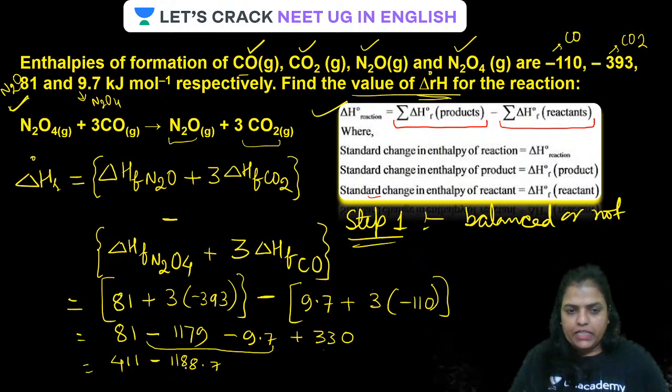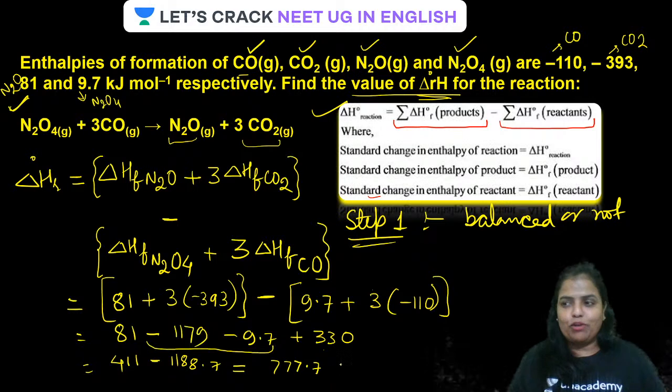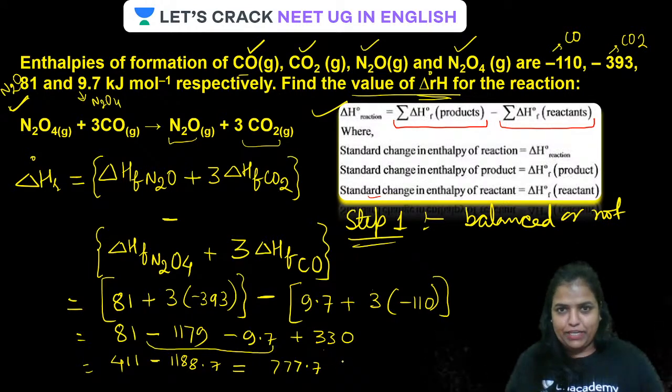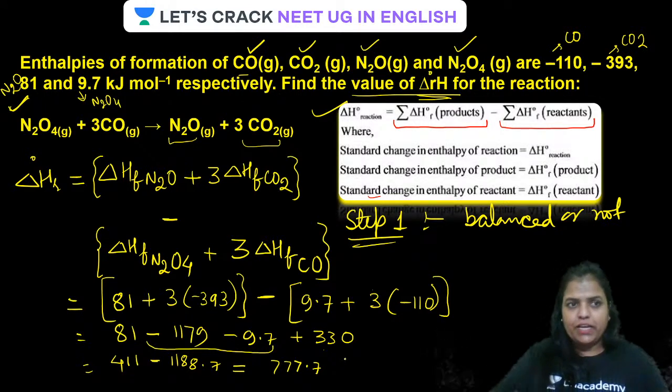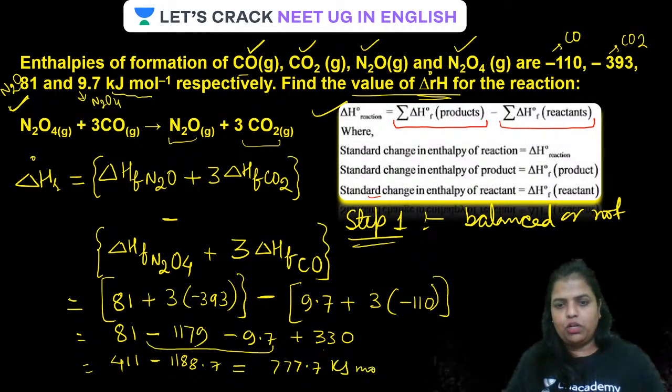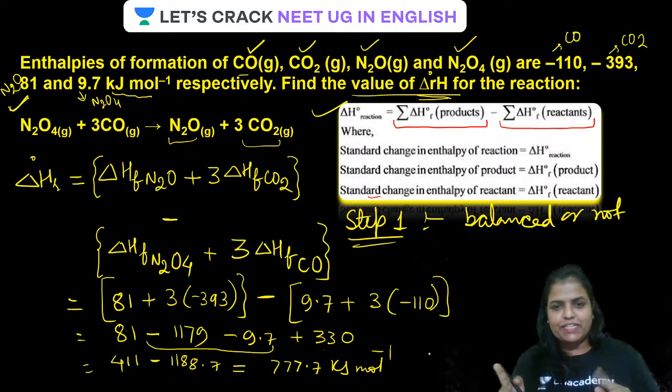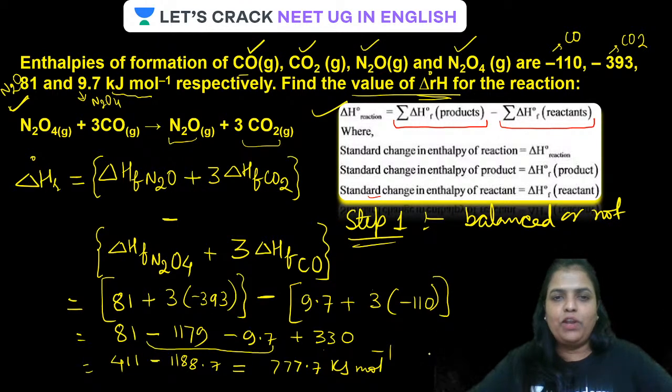Minus, it is going to be 1188.7. Then this will be equal to 777. Yes, what a wonderful magical figure for the answer, isn't it? 777.7. Now what about the unit? Look at the unit, all of them are, yes guys, kilojoule per mole. All clear, guys? All clear? Are you getting it? Come on, guys. Have a look at the screen.